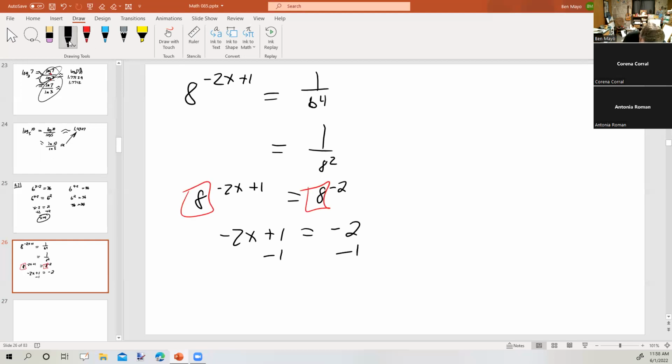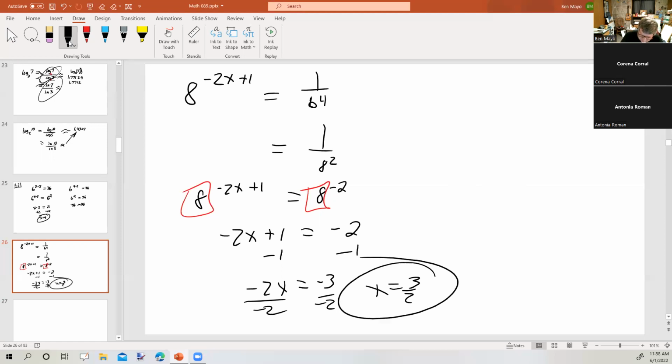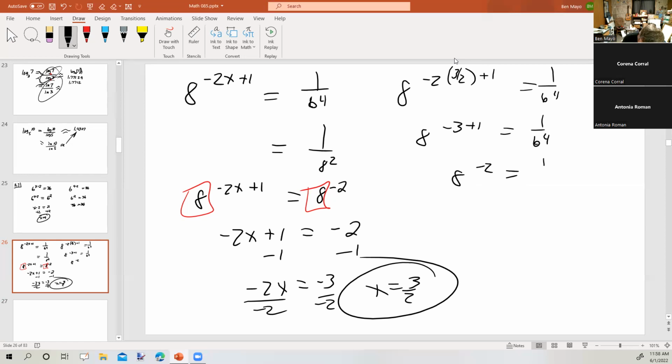All right, subtract 1, negative 2x equals negative 3, divide by negative 2, x equals positive 3/2. Check: 8 to the negative 2 times 3/2 plus 1 equals 1 over 64. 8 to the negative 3 plus 1 equals 1 over 64. 8 to the negative 2 equals 1 over 64. 1 over 8 squared equals 1 over 64. 1 over 64 equals 1 over 64. Cha-ching, just checking.